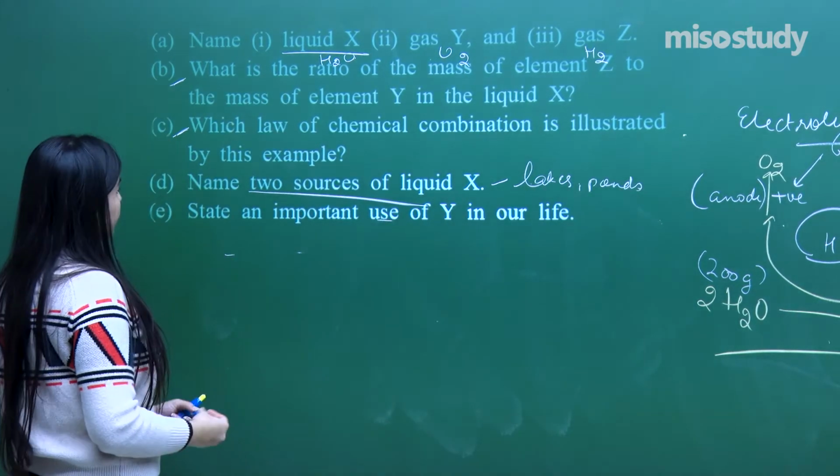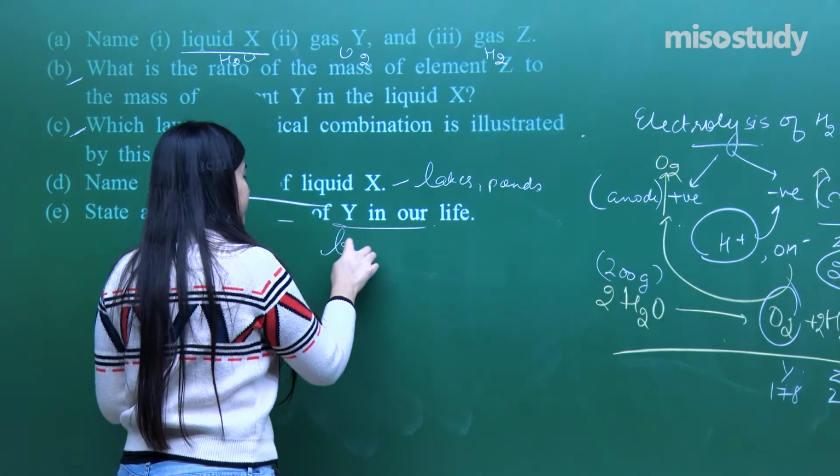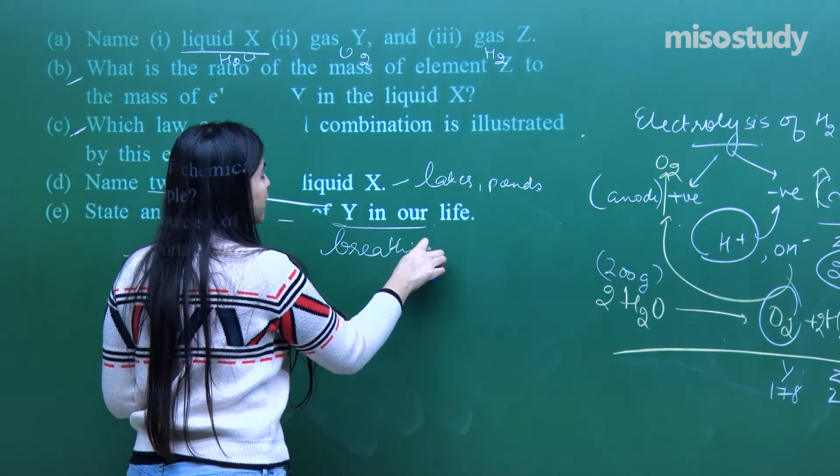Rain can be one. State an important use of Y in your life. It is used for breathing. It's used for our survival basically.